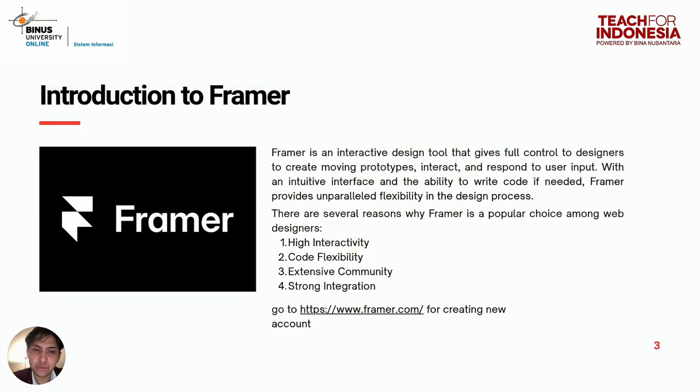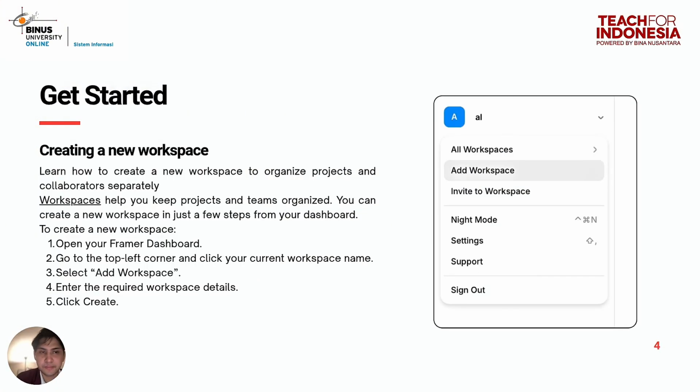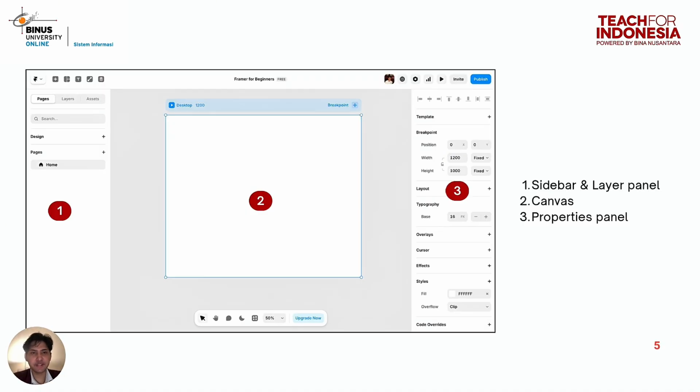You have to go to framer.com to create a new account. Creating a new workspace. Workspace helps you keep projects and teams organized. To create a new workspace, number one, open your Framer dashboard. Go to the top left corner and click your current workspace name. Select Add Workspace and enter the required workspace details. And last, click Create.